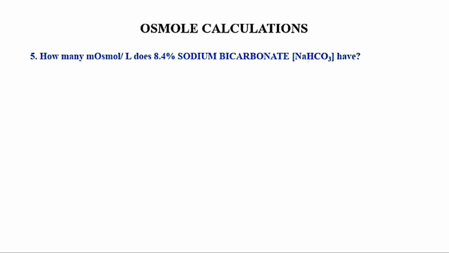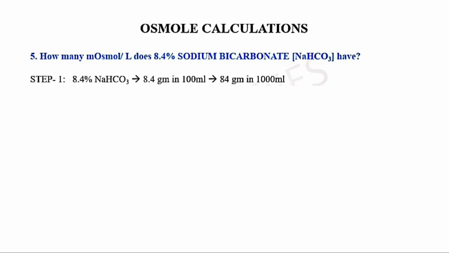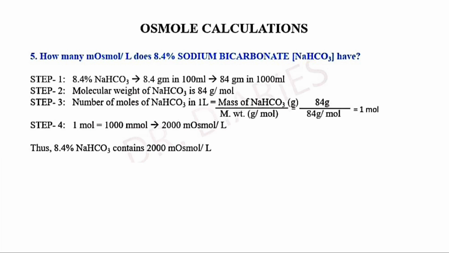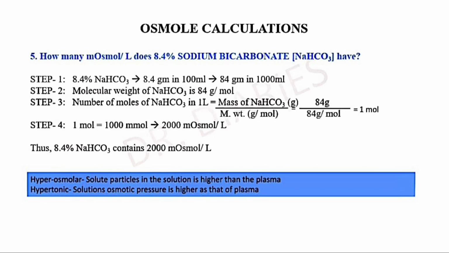Next example is 8.4% sodium bicarbonate. 8.4% sodium bicarbonate is 8.4 grams in 100 milliliters or 84 grams in 1,000 milliliters. Molecular weight of sodium bicarbonate is 84 grams per mole. Applying all these values into the formula, we get 1 mole. 1 mole is 1,000 millimole, and the osmolality is 2,000 milliosmoles per liter. Thus, 8.4% sodium bicarbonate contains 2,000 milliosmoles per liter. As the solute particles in the solution are higher than that of plasma, it is a hyperosmolar solution, and it is hypertonic because the solution's osmotic pressure is higher than that of the plasma.